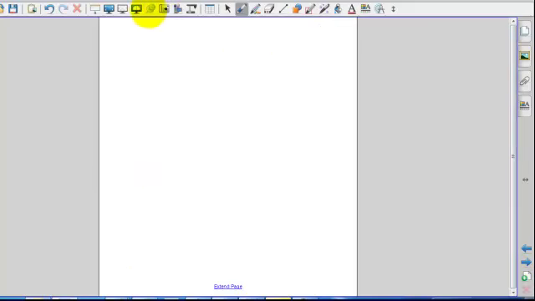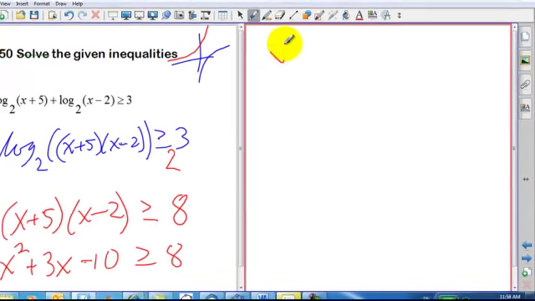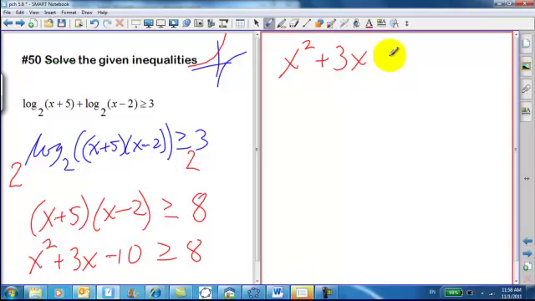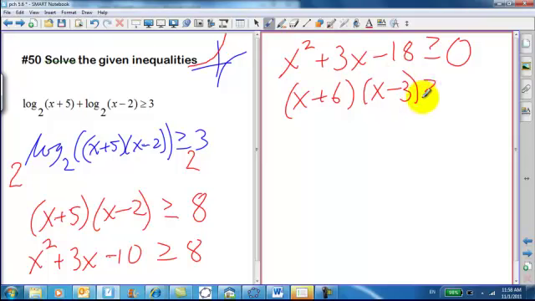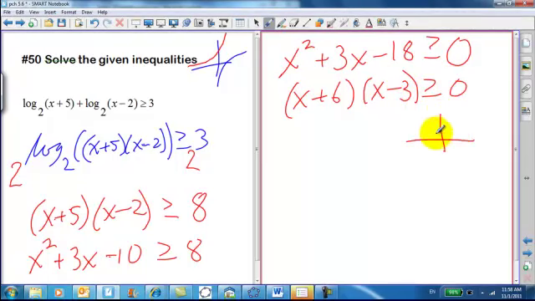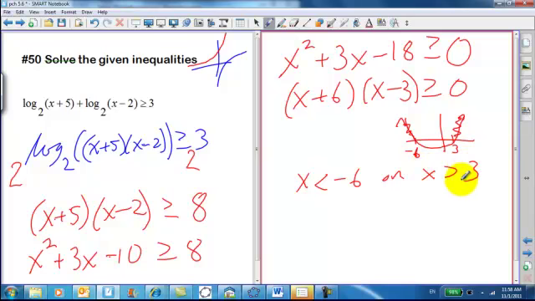And now we can look at this as x squared + 3x - 18 is greater than or equal to 0, sorry. This factors into (x + 6)(x - 3). And let's take advantage of our knowledge of what this graph looks like. It's got roots at negative 6 and 3. It's a happy parabola. It's going to be positive on the outer edges here. So the solution is x is less than negative 6 or x is greater than 3.